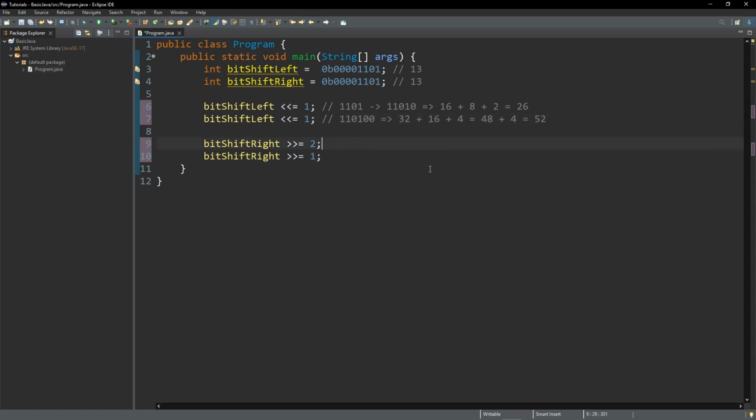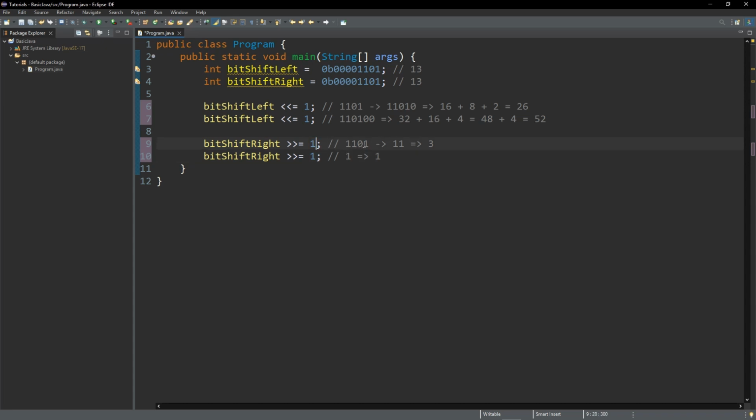This way is actually the opposite. It's dividing by multiples of 2. So if we bit shift to the right 2, we've got 1101, which then becomes 11, basically. It becomes 3. And then if we bit shift once again, it becomes 1 because this 1 gets cut off, and it becomes 1. And now we have our number.